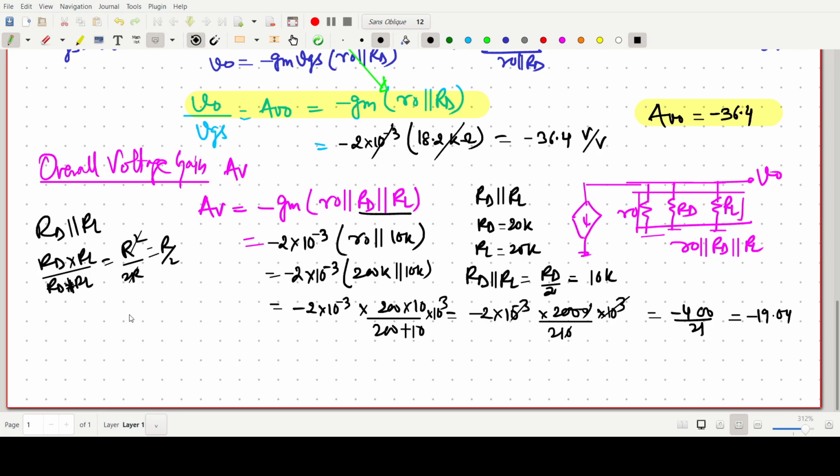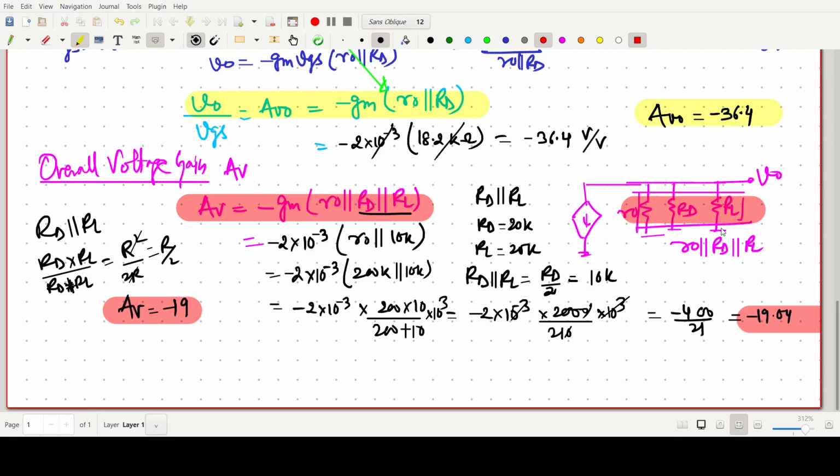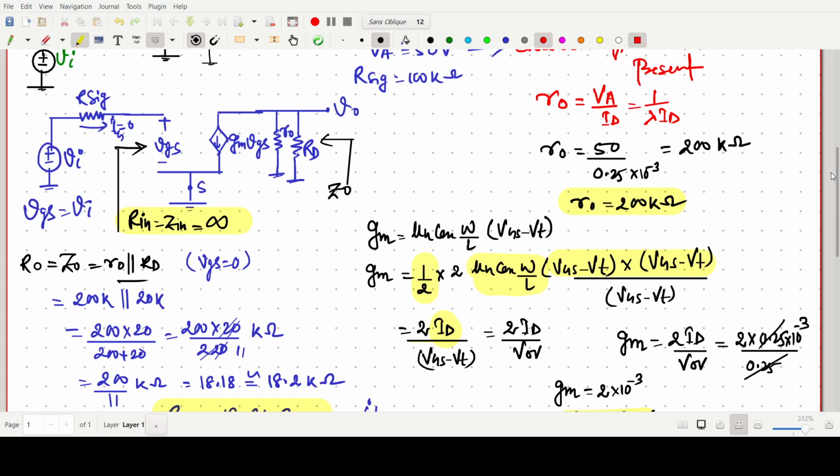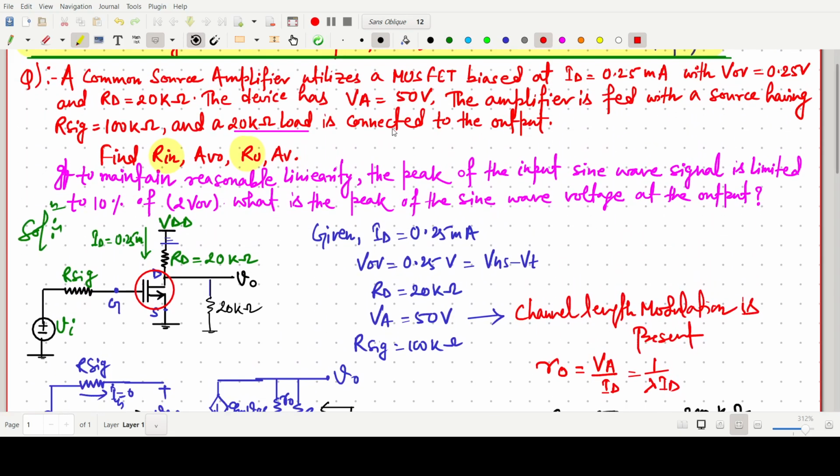Or simply we can write this AV as minus 19. Is it clear? This one is a very simple calculation. Means minus 19. The formula will be this because all these three are coming in parallel, times GM, with a minus sign. Now this one is over. Now one more question is there, one more thing they are asking. This one is clear.